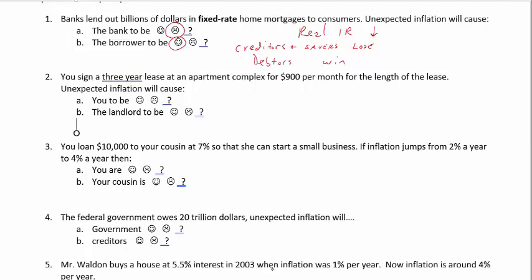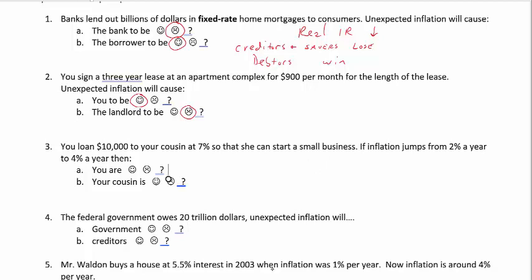Okay? Here's another example. This is a little bit different. It's not a debtor or a creditor or anything like that, so you have to kind of think it through. You sign a 3-year lease at an apartment complex for $900 per month for the length of the lease. Unexpected inflation is going to cause you to actually be happy. Landlord will be sad. So let's explain why.